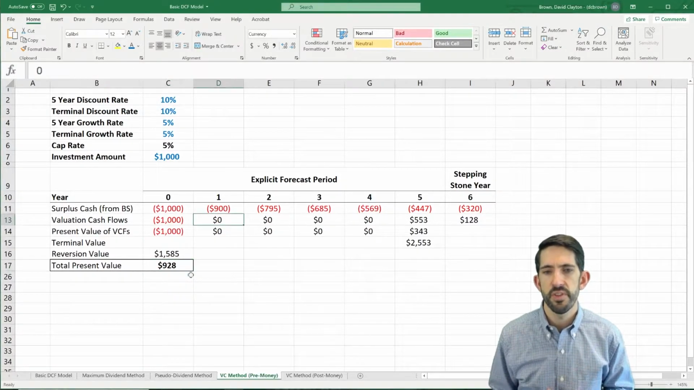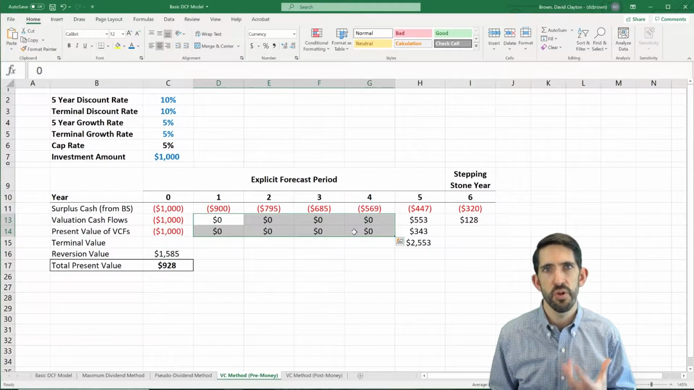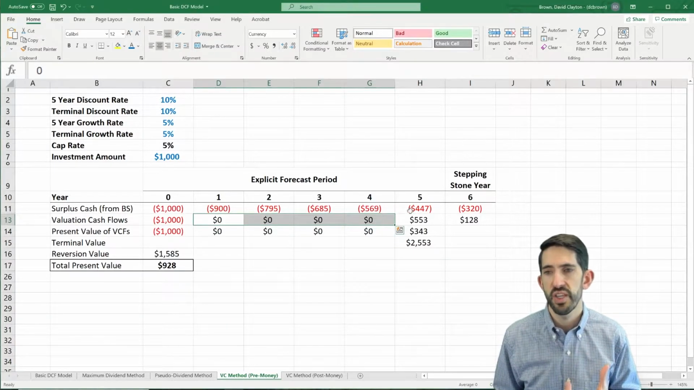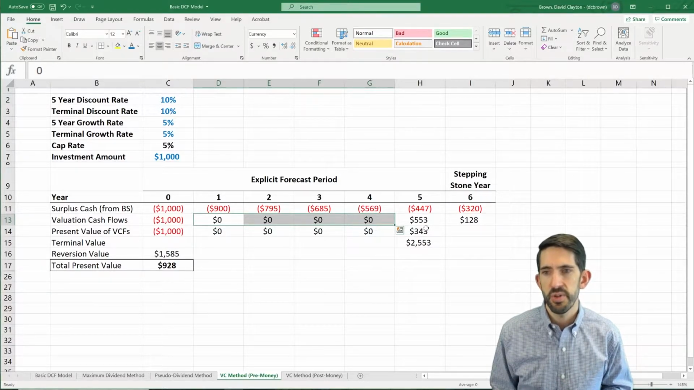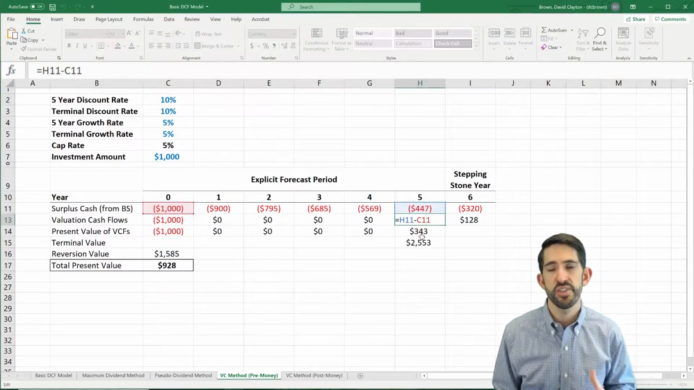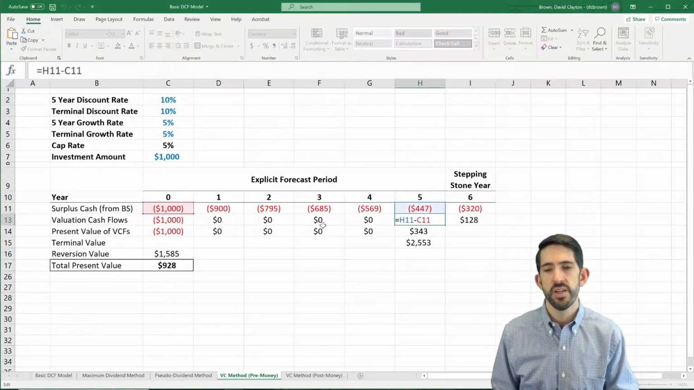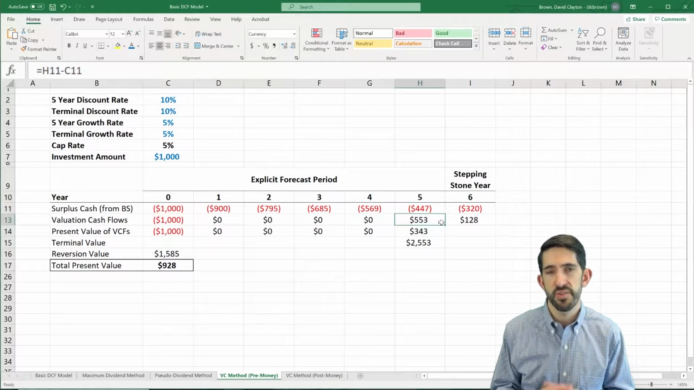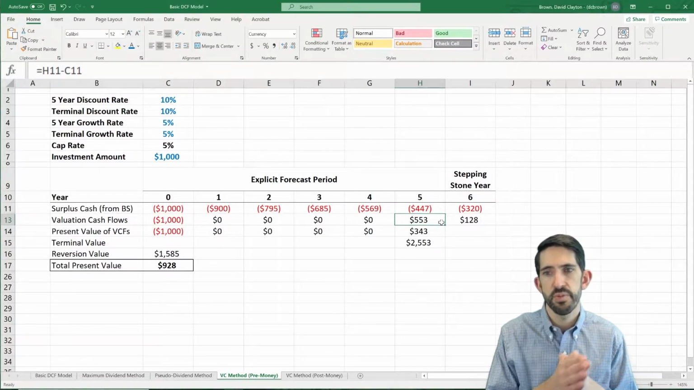Now, if I flip over to the venture capital method, the difference is that we make all these cash flows zero over this period. So there are no explicit period cash flows. Instead, what we're going to think about is how much cash we can get down here at the end of our explicit period, so period 5. And notice now that this cash flow is a lot bigger. The reason is that we're now taking the change in surplus cash, not year over year, but from time 0 all the way out to time 5. In this case, we get $553 of cash that's now available in year 5 to be paid out.